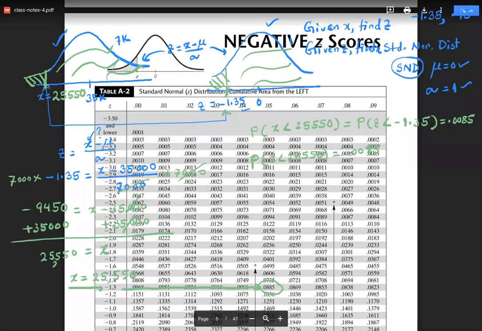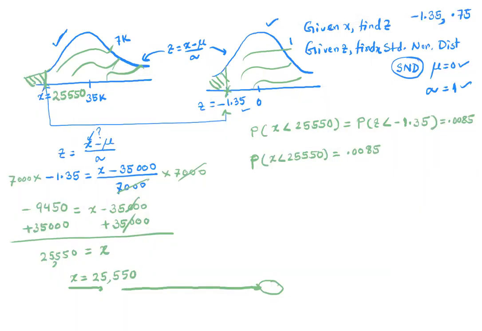No, that's why it sounded like 0.0885. Not 0.085, it is 0.0885, or 8.85%.